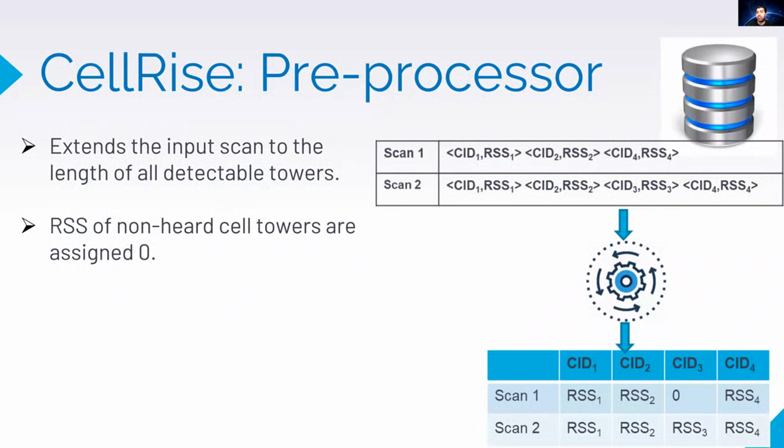The collected scans are then processed to extend their length from 7 towers or less to the length of all detectable towers in the area of interest across all scans. So in any scan, non-heard towers are assigned an RSS of 0.